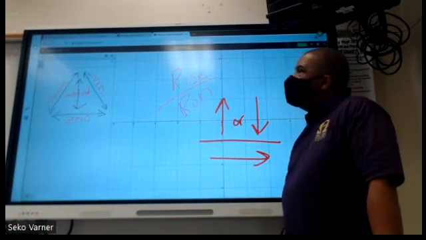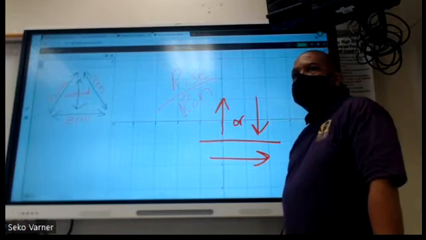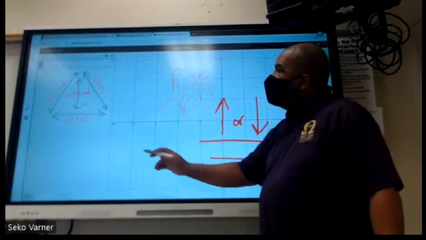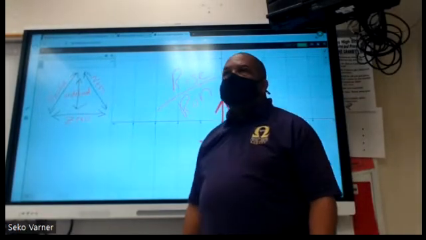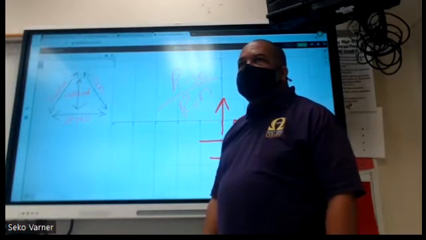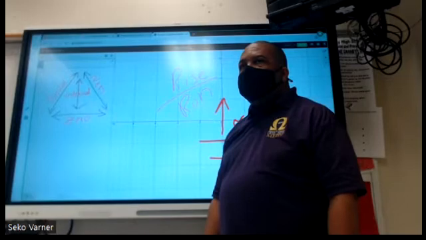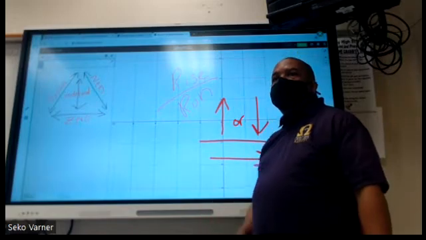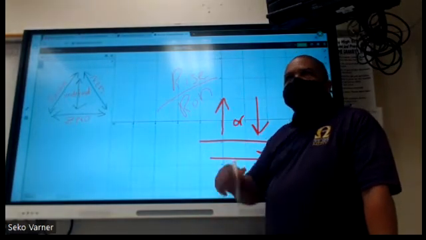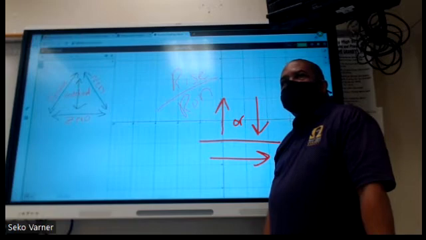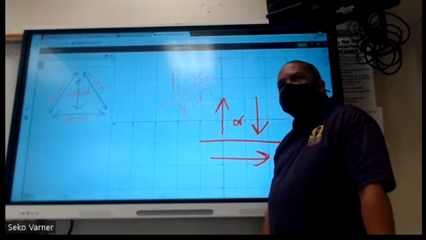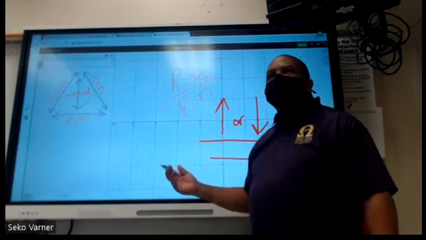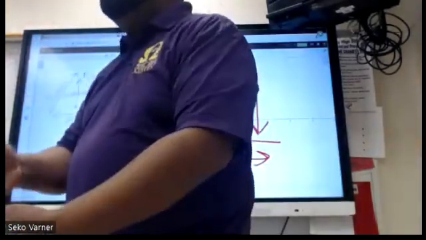So Ashanti, what are the 4 types of slopes? I have it on the board. What are the 4 types of slopes? I speak English. You can say it in Creole. Say it in patois. That's positive. Negative. That's undefined, and that's 0. Perfect. Positive, negative, undefined, 0. If you learn that, you're halfway there.